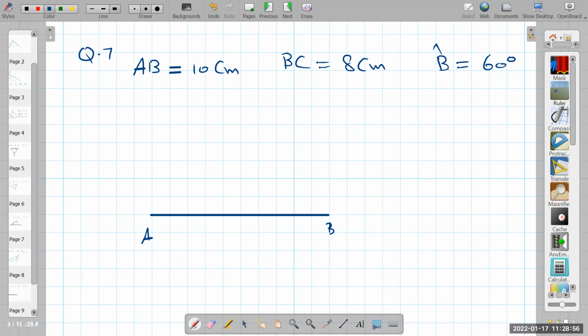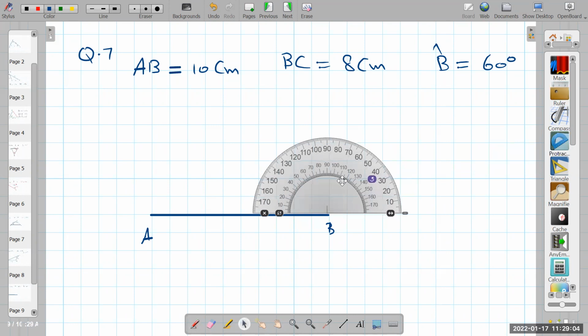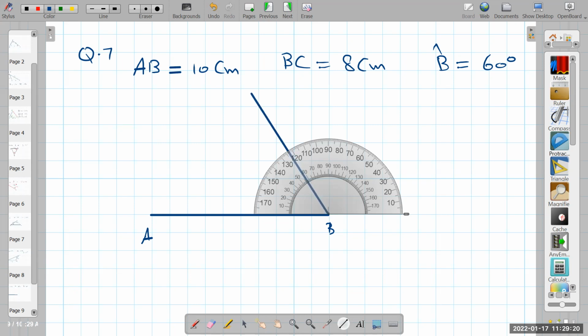Now B and C. At place B, we will put the angle. Angle B is 60 degrees. At B, 60 degrees. Where does the 60 degrees come? In the B area, here. This is 60 degrees, correct? Yes, this 60 degrees from here to here. The angle is 60 degrees.